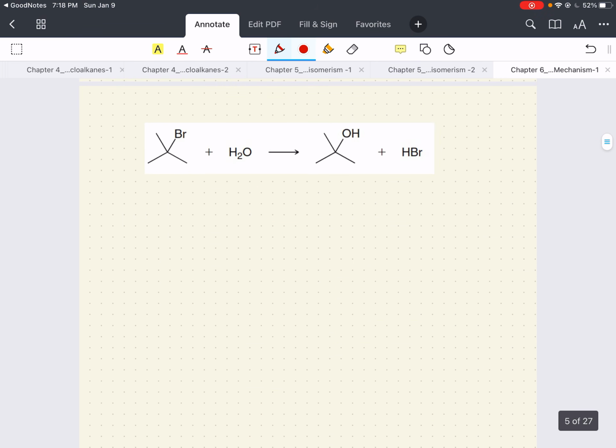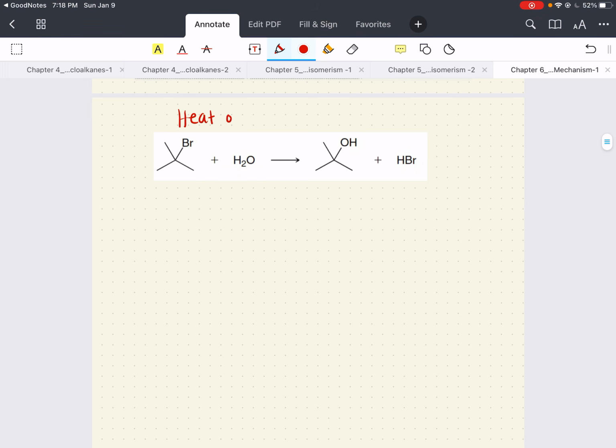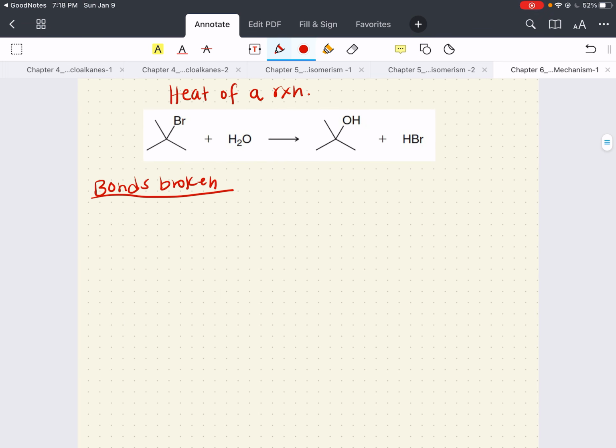All right, so let's start here. Let's do this practice problem right here. When we're trying to find the heat of a reaction, we want to start off by writing and making notes of a couple things. What bonds are being broken? And what bonds are being formed? That way, we can look at our table to get the values for the bonds that are broken and the bonds that are formed, and then calculate the heat of the reaction.